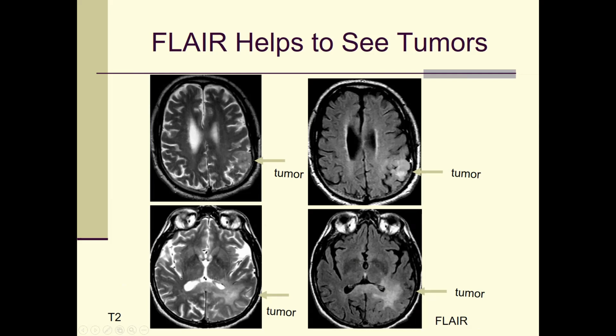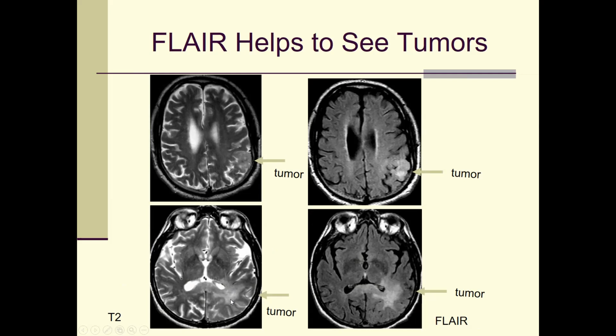So this is an example of a tumor which is not enhancing. A non-enhancing tumor can be malignant, and FLAIR imaging is very easy for detecting those lesions.